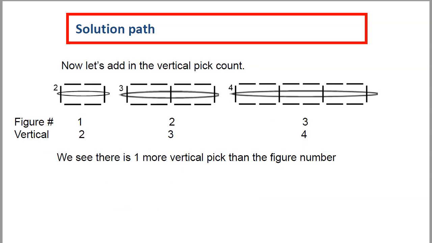Now let's add in the vertical pick count. You can see just the vertical picks are marked here. There are 2 for figure 1, 3 for figure 2, and 4 for figure 3. You can see there's 1 more vertical pick than the figure number.